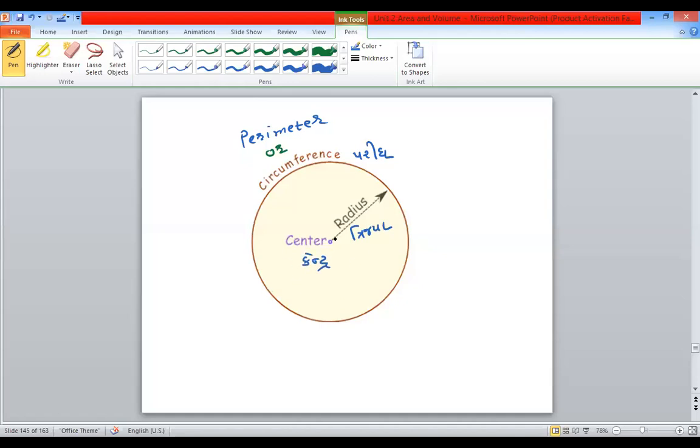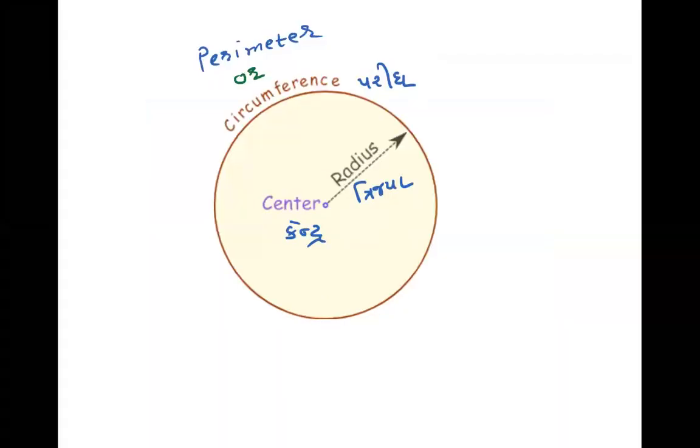Center means kendra, radius is trijya, circumference is parigh. So these are the Gujarati words. So now, does anyone know about the circumference? Anyone know the definition of the circumference? Okay, so let me introduce it to you.